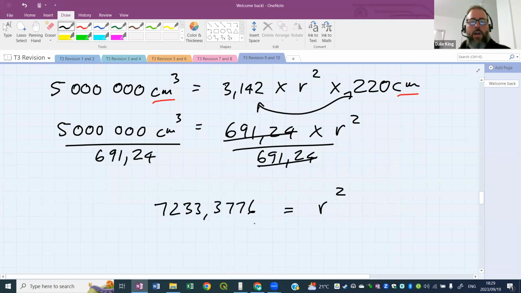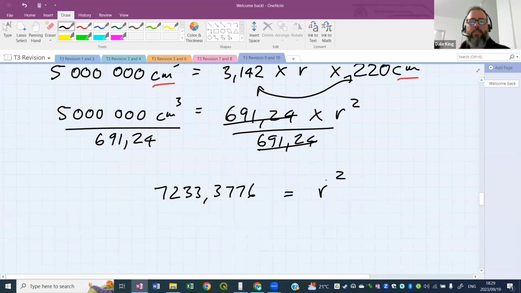All right, Ben, what do I do now? You round it off, so it would be 7233,38. Okay, and that's the radius. But careful, this radius has still got a power of 2 on it. We've got to get rid of that power of 2. So what's the inverse of the power of 2? Is it not square root? Yes, it's the square root. So the square root and the power of 2 cancel each other out. But what you do on the right-hand side, you got to do on the left-hand side.